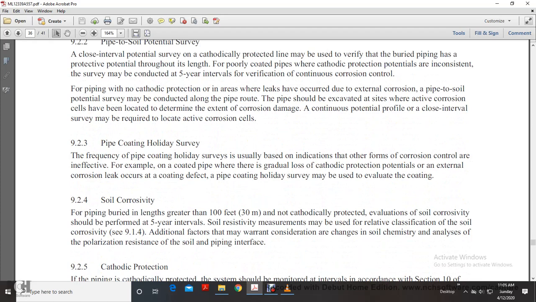923. Pipe coating holiday survey. The frequent pipe coating holiday survey is usually based on indication that other forms of corrosion control are not effective. For example, coated pipe where there is a gradual drop-off of the cathodic protection potentials, or where an external corrosion leak occurs. A pipe coating holiday survey may be used to evaluate the coating.